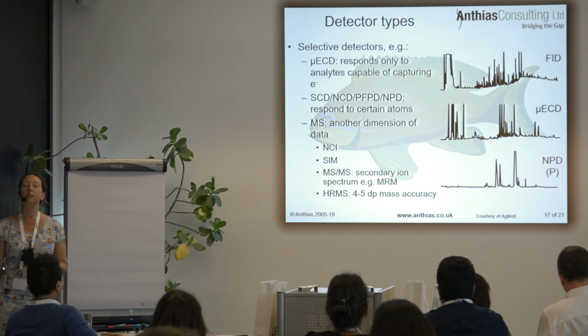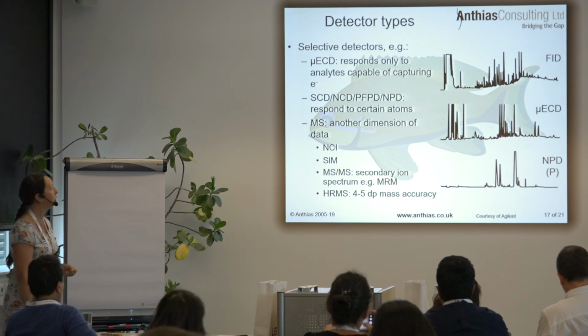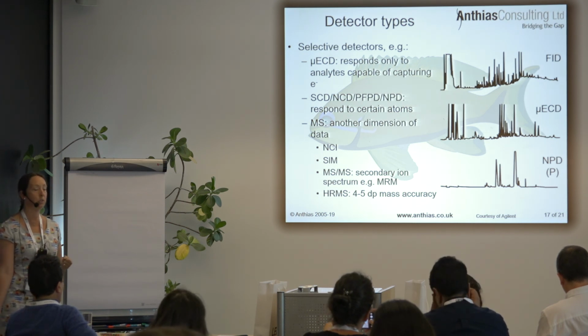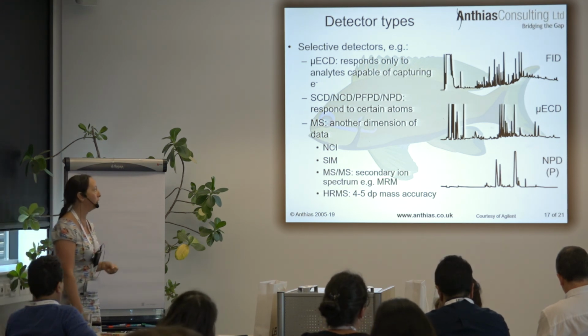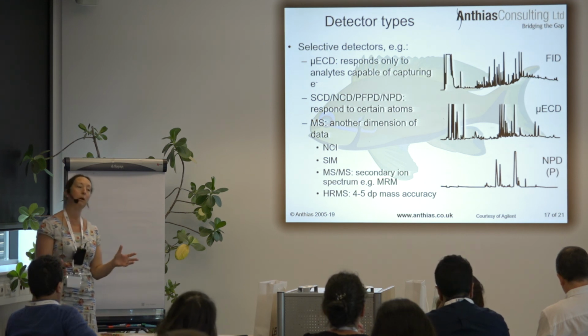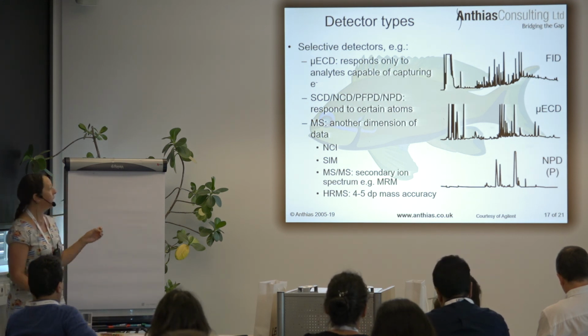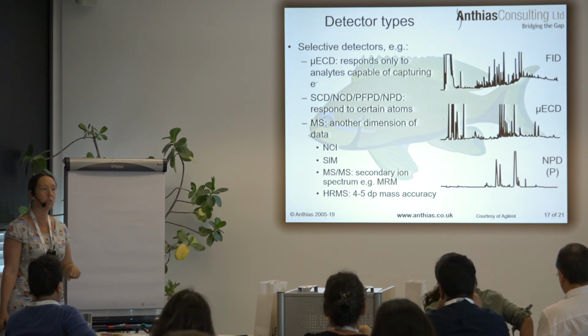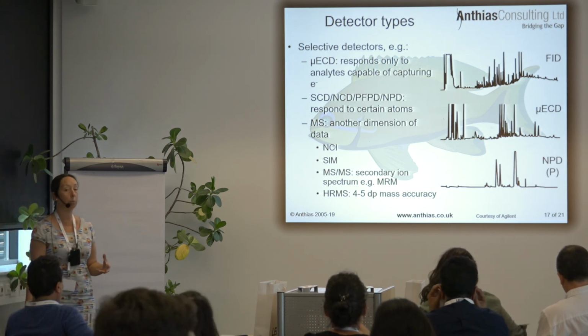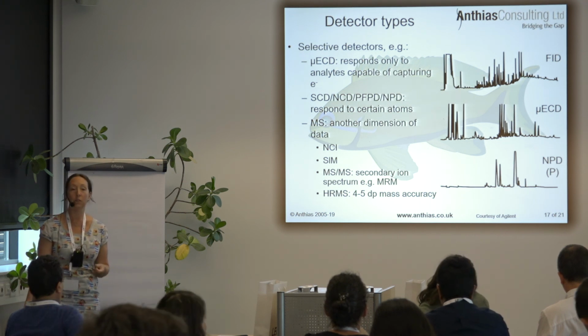And then we could think about selective detectors. For example, the micro-ECD responds to only compounds which are capable of capturing an electron. We can have SCDs, sulfur chemiluminescence detectors, nitrogen chemiluminescence detectors, etc., which are responding to certain atoms. And of course, if we're using a mass spectrometer on the end of our GC, then we could be using things like negative chemical ionization to get more selectivity, using selected ion monitoring, using MS/MS where we're producing our secondary ion chromatograms, and using high-resolution mass spectrometry, where we can get multiple decimal places, which again means that we don't see those co-eluting matrix interferences.